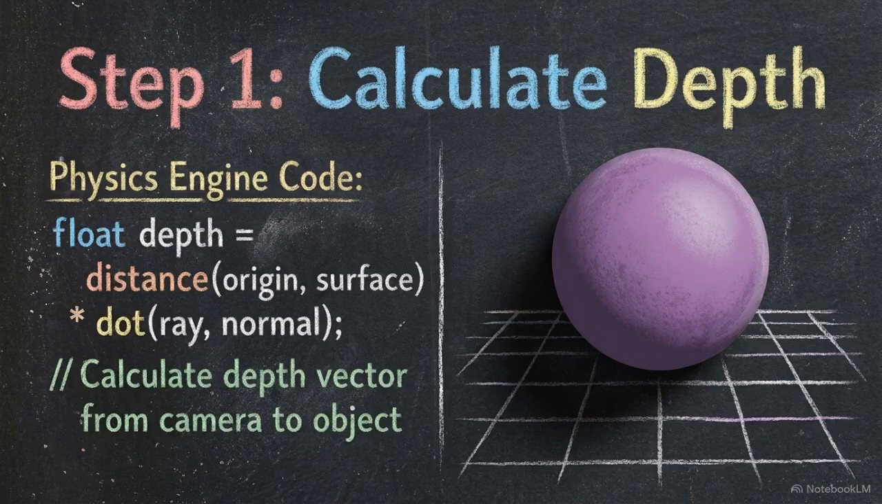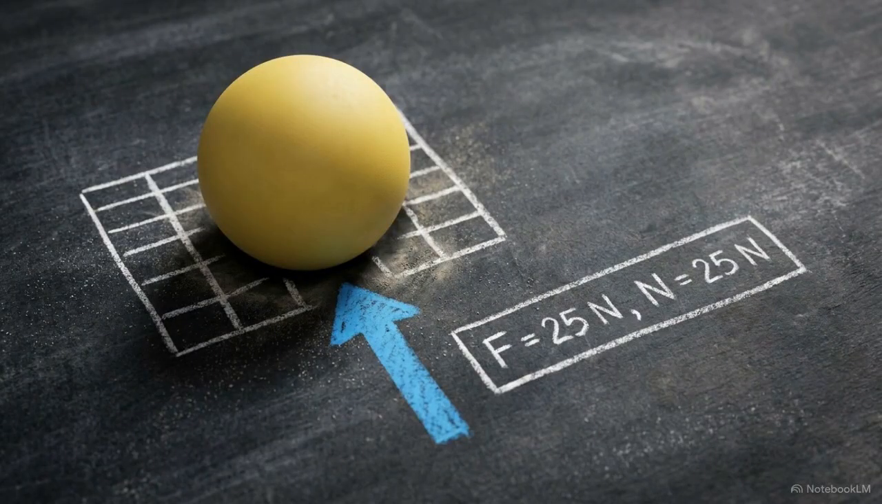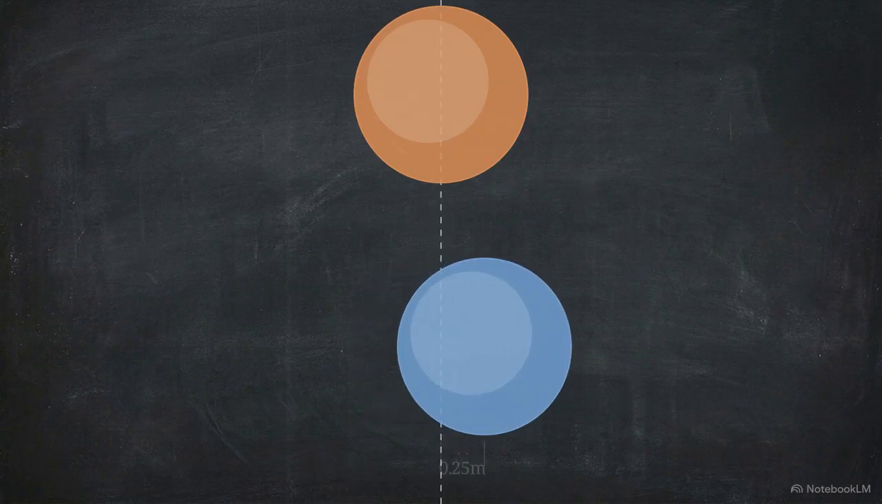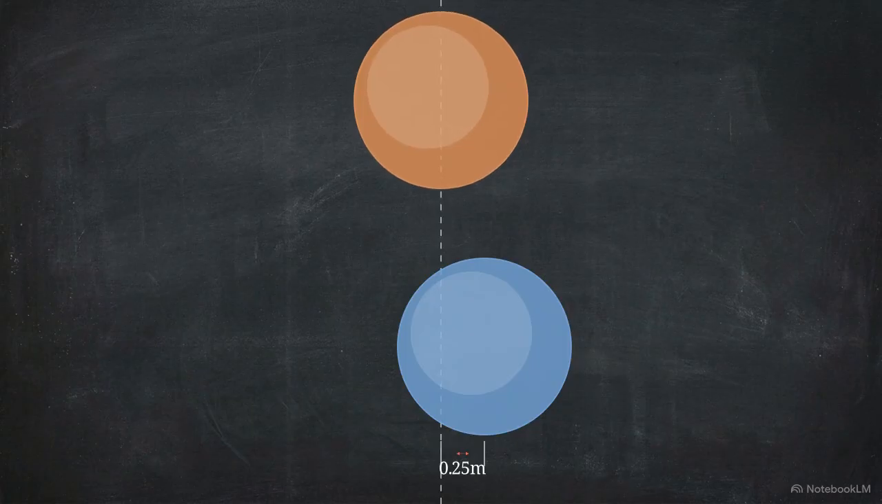Before we can figure out anything else in a simulation, we must calculate this exact depth of overlap. It tells us the baseline strength of the impact. That works for a dead center impact. But let's see what happens if we shift the bottom sphere exactly 0.25 meters to the side and drop the top sphere straight down again.